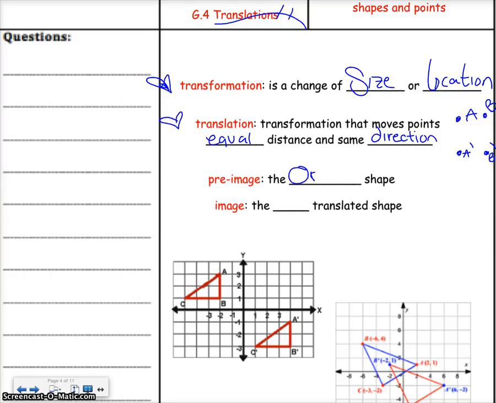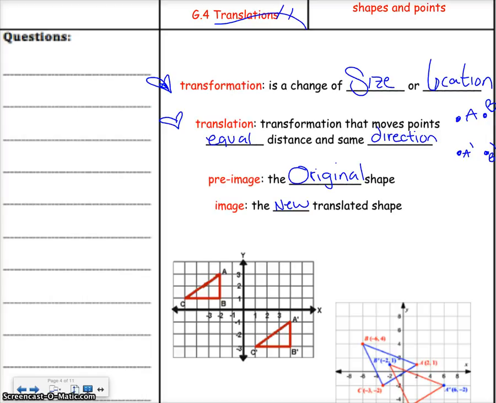Pre-image is the original shape. That's where you start, your pre-image. Like preview, like before you do anything. And the image is the new translated shape. Some symbols that you need to know with this are the prime symbols. That's what we call the apostrophes in math, prime.